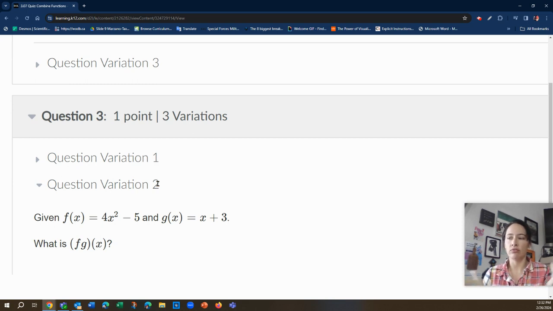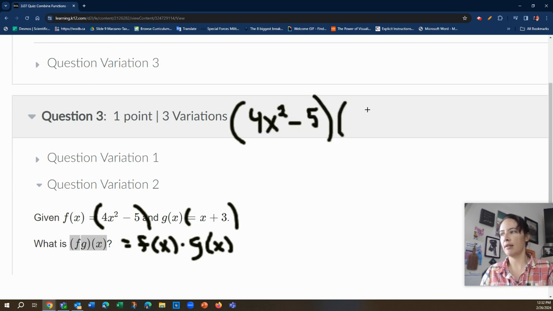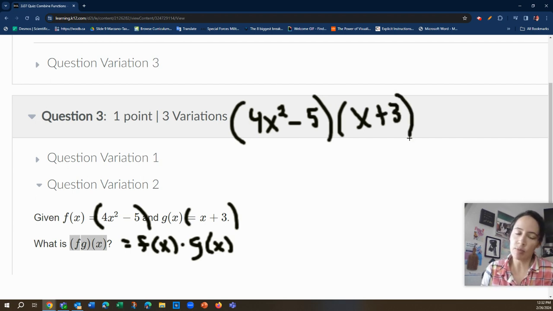Question 3, variation 2. F times g of x. What? This says f times g of x. That's combining function notation, and it's exactly what you think. It is f of x times g of x. Well, here's f of x, here's g of x. I'm going to write it up here. 4x squared minus 5 times x plus 3. That's it. That's f of x times g of x.